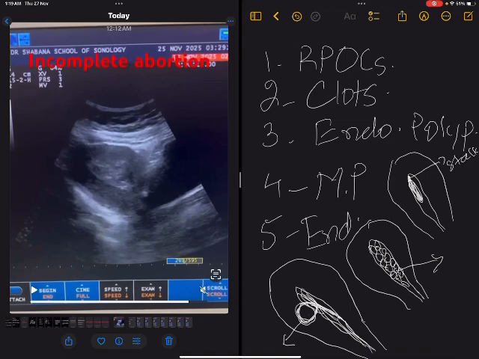So these are some differential diagnoses, and we should differentiate RPOCs from these things, and it's easy to diagnose. And here in this case, it's a very clear case of incomplete abortion because the patient's history is very strong and it suggests incomplete abortion and presence of RPOCs.